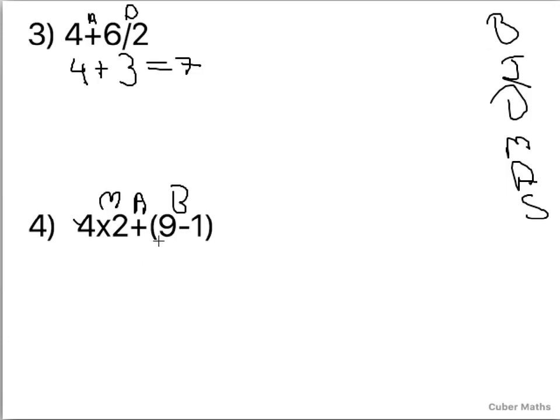So the first one we're going to do is 9 minus 1, because that's a B, so that's right at the top. So 9 minus 1 is going to give us 8. Now we need to see which one comes high between our M and our A, and that's our M. So the next thing we're going to do is times 4 by 2, which is going to give us another 8. And our last step is our add, because it's the lowest down in our rankings of BIDMAS. And 8 add 8, that's going to give us 16.